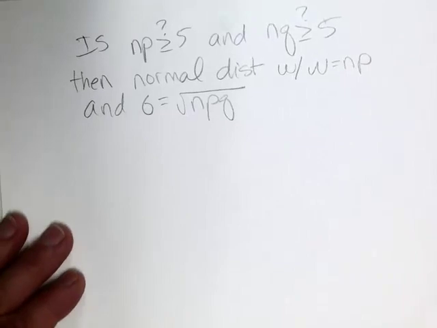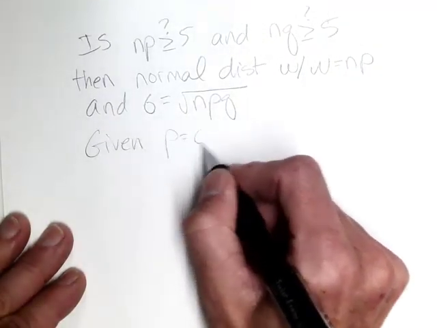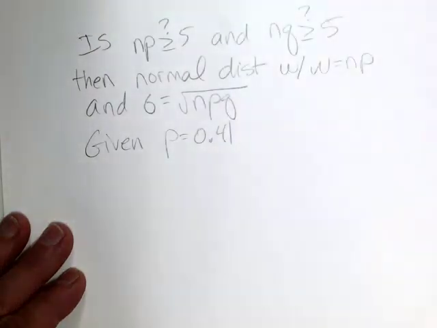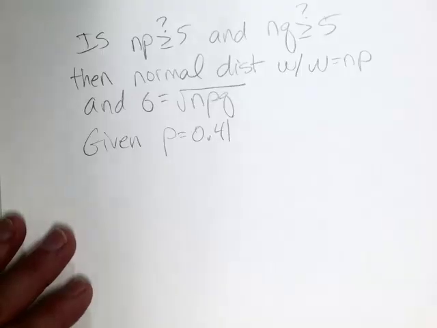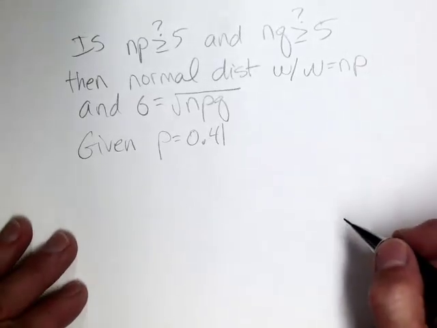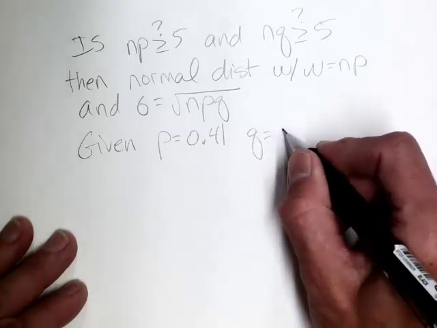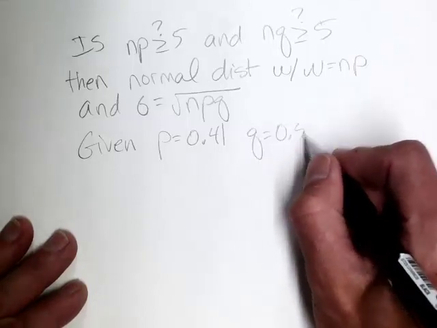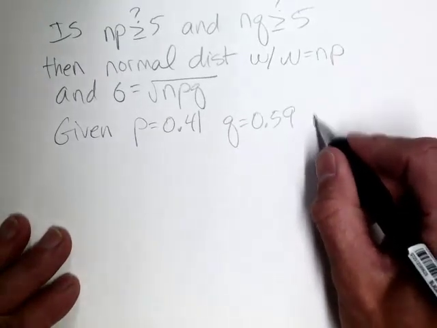Okay, so we're given that p is equal to 0.41. It said that 41% of U.S. adults have encountered fraudulent charges on their credit cards. So that forces q, which is 1 minus p, to be 0.59. And in this problem, the sample size was 100.